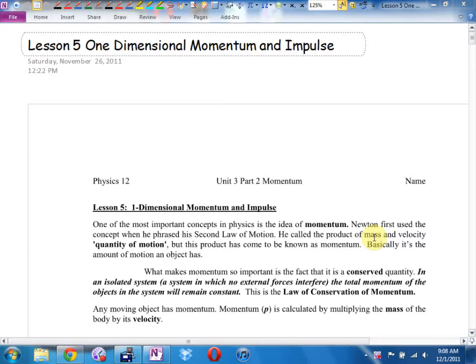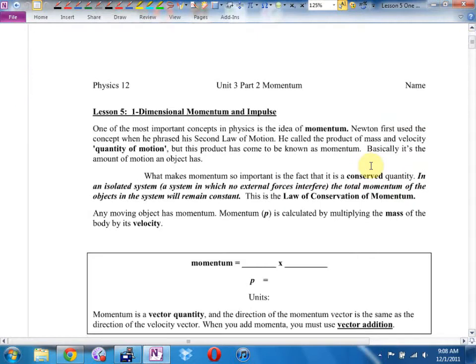One of the most important concepts in physics is the idea of momentum. In fact, Newton first used this concept when he phrased his second law of motion. He never actually said F equals ma. He phrased it differently. He was really interested in momentum. He called the product of mass and velocity the quantity of motion. He said an object can have a certain amount of motion, and you measure it by how fast it's going and how heavy it is.